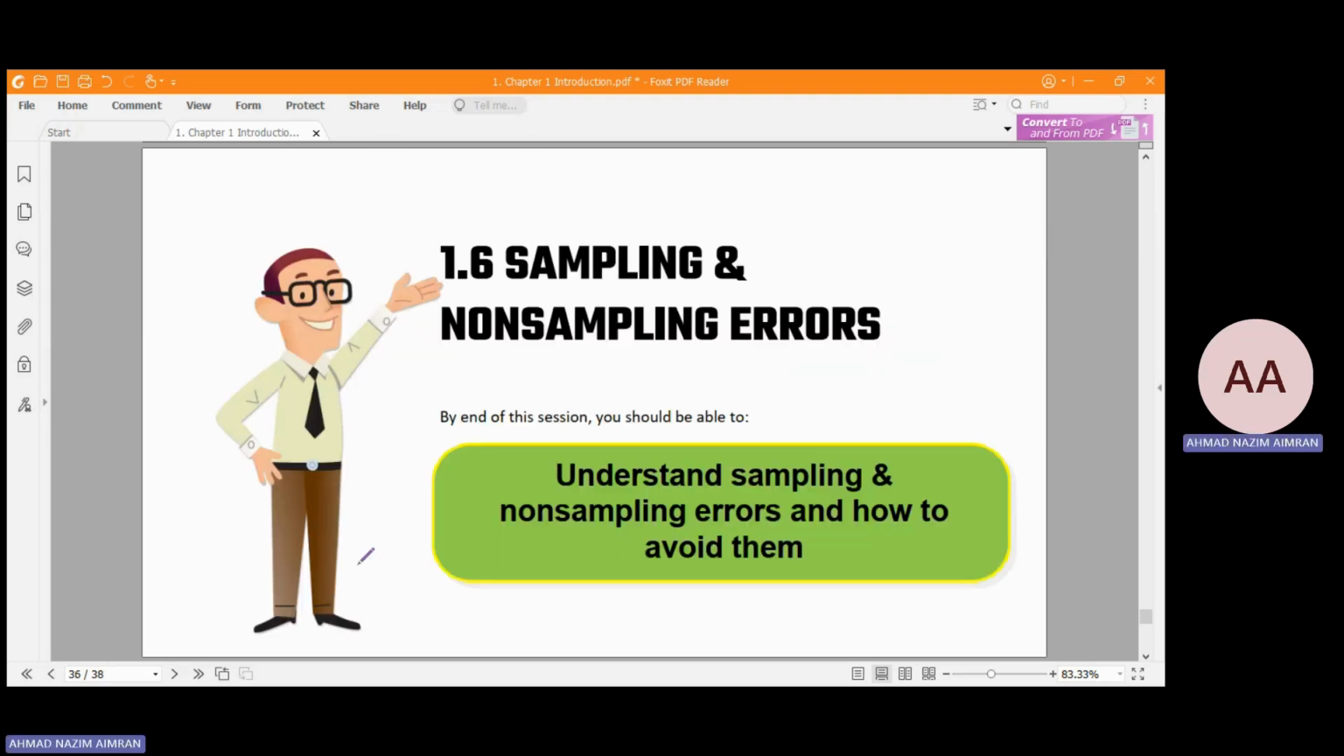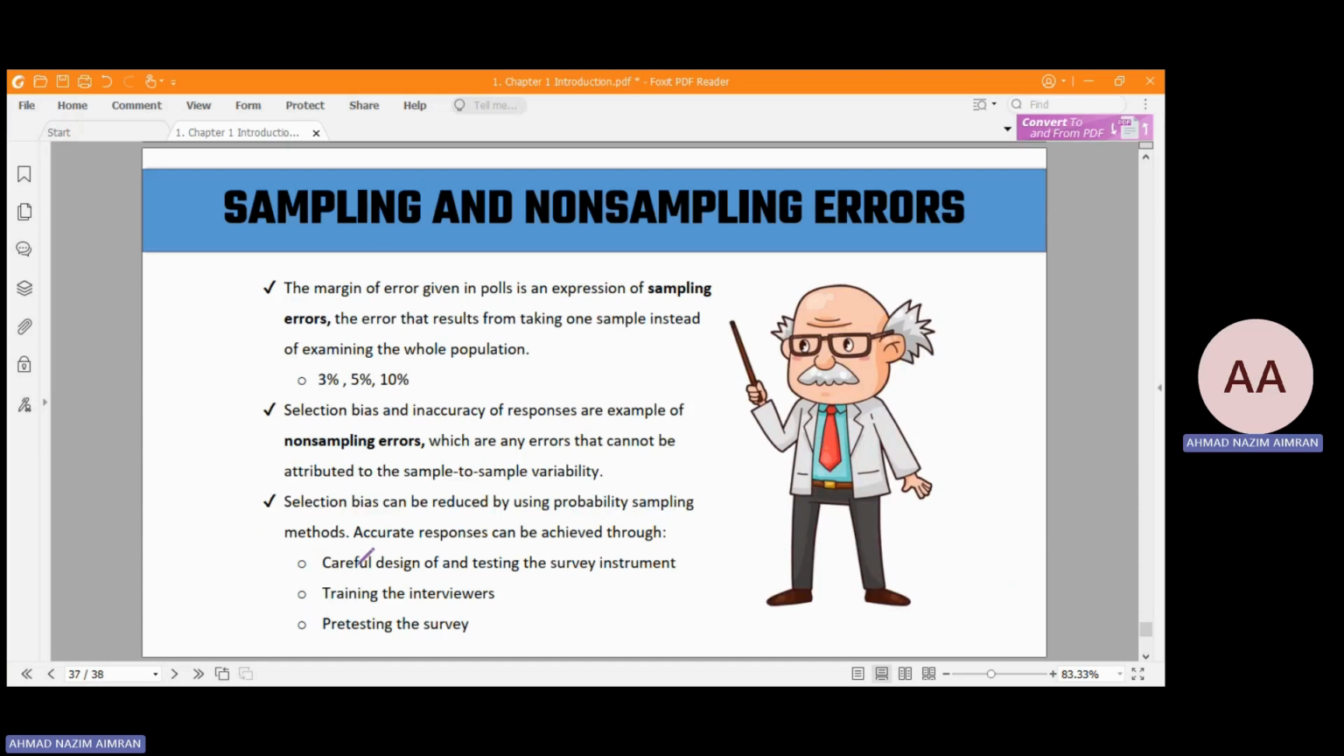And the last subtopic for this chapter is the sampling and non-sampling errors. By end of this session, you should be able to understand sampling and non-sampling errors and how to avoid them. Okay, so sampling and non-sampling errors, the margin of error given in polls is an expression of sampling errors, the error of the result from taking one sample instead of examining the whole population.